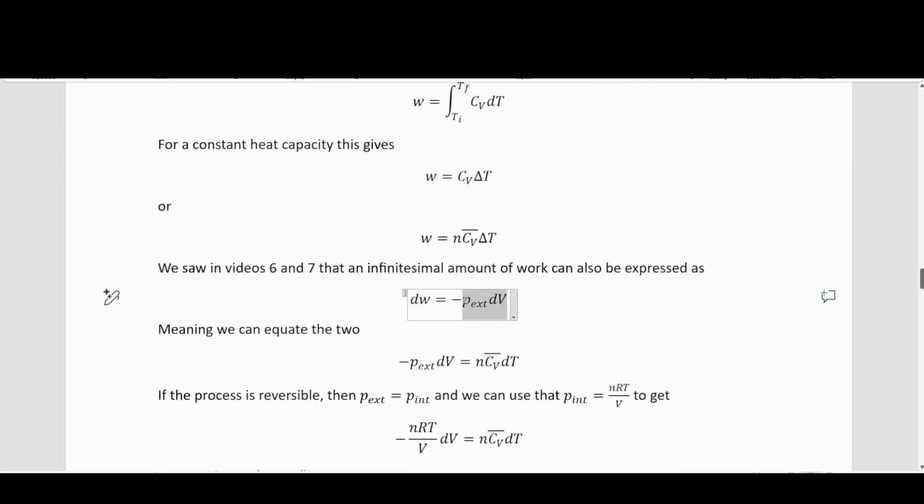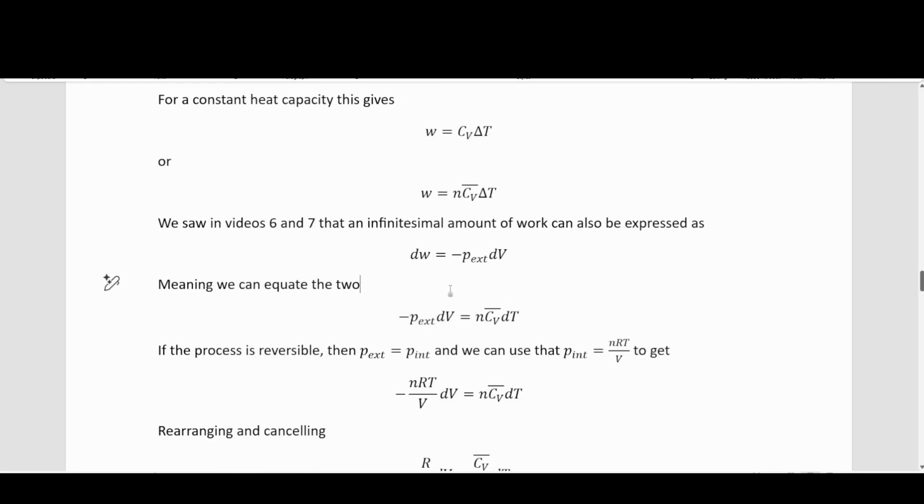We integrate, and so we end up getting this right here, or we can have this right here if we were doing the molar quantities. We saw in videos 6 and 7 that an infinitesimal amount of work can also be expressed as this, where we have our external pressure times the change in volume. We can equate these two, but notice here we're using the infinitesimal amount, and so we have the external pressure times the infinitesimal change in volume equals the moles times the molar constant volume heat capacity times the infinitesimal change in temperature.